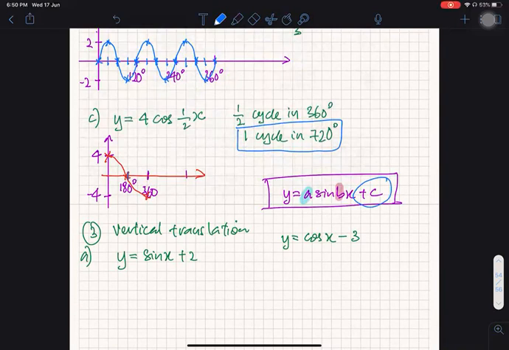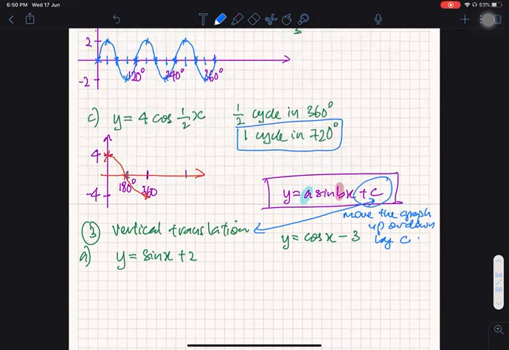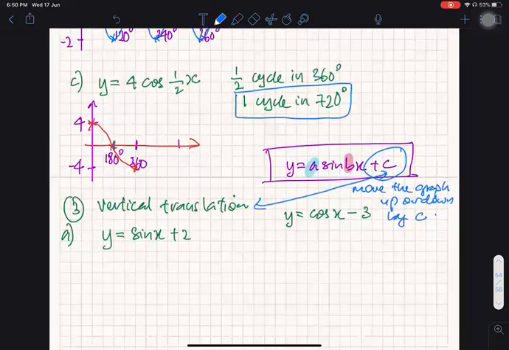So you can write this down here, vertical translation. You move the graph up or down by C, whatever your C is. So in this case, in 3A, y equals sine x plus 2. Let's see if you know this. What's the A in this case? What's your A? 1. Yes, A is 1. What's the B? B is also 1. And the C is 2.